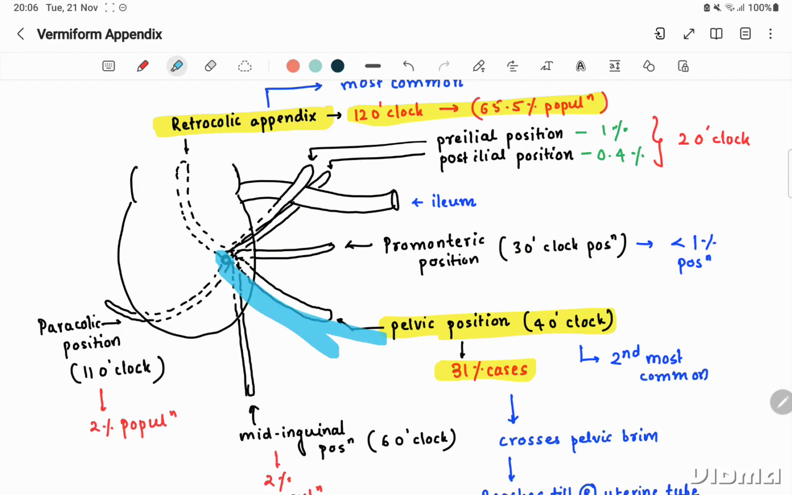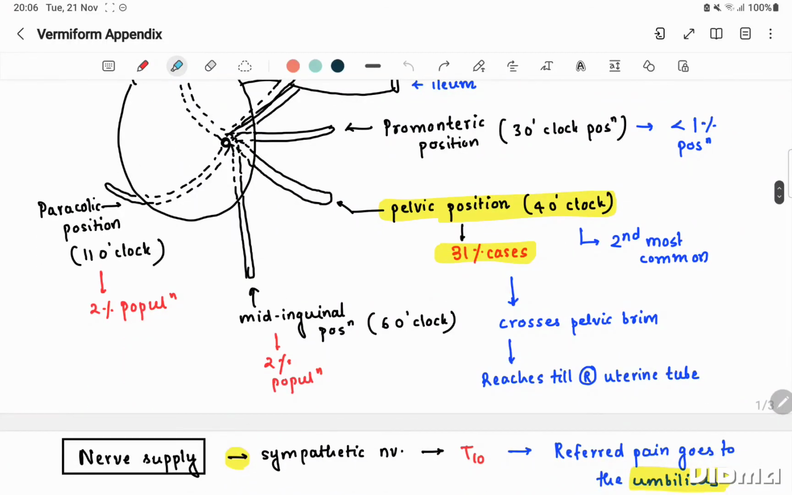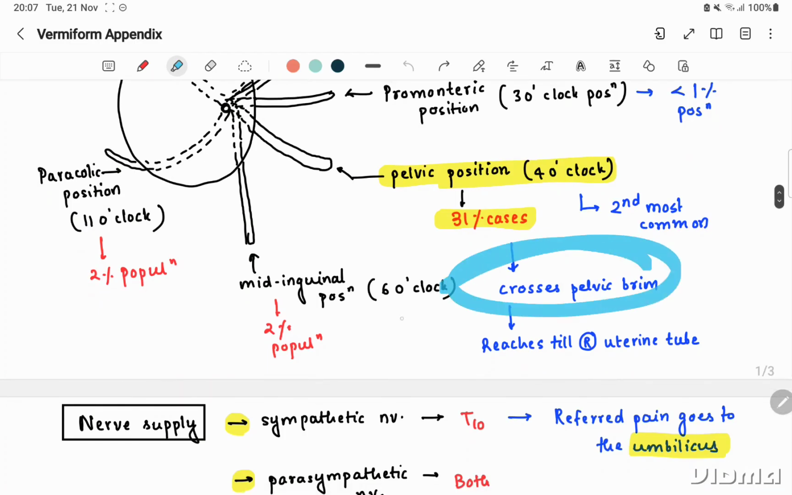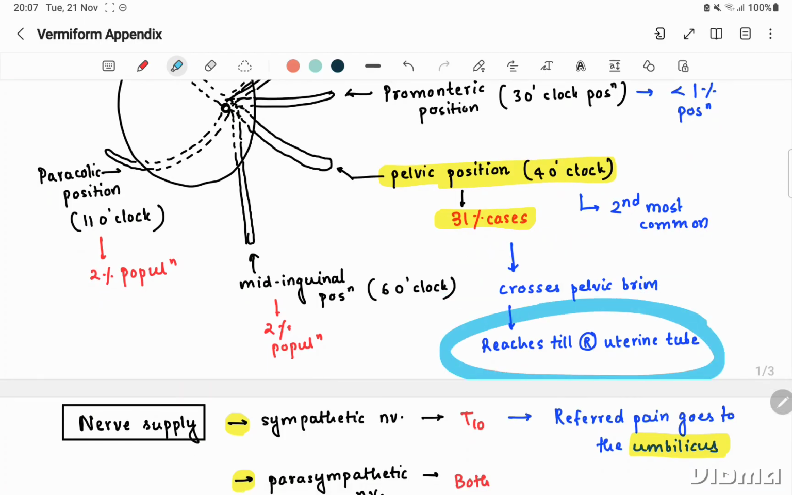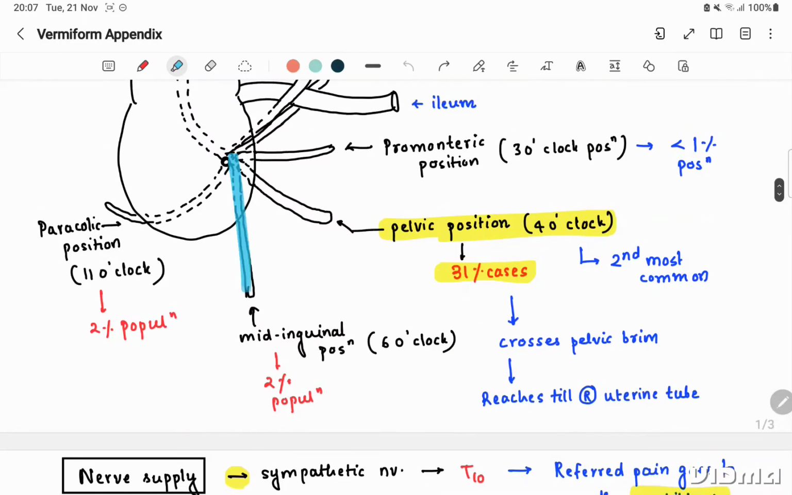Then we have the pelvic position, the 4 o'clock position. In 31% of cases we have the pelvic position. It is the second most common position. This is present in 31% of cases, where it crosses the pelvic brim and reaches till the right uterine tube. Then we have the mid-inguinal position, the 6 o'clock position, a vertically downward position, in 2% of the population.